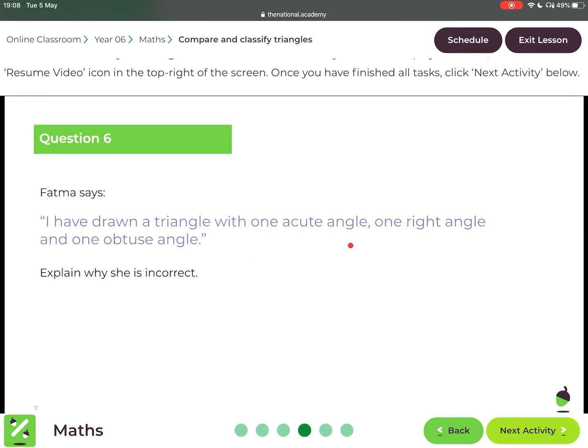Question 6. Fatma says, I've drawn a triangle with one acute angle, one right angle, and one obtuse angle. Explain why she is incorrect. Well, she is incorrect because the angles in a triangle add up to 180 degrees, and an obtuse angle is bigger than 90 degrees. So if there is already one right angle, then there can't be an obtuse angle or another right angle.